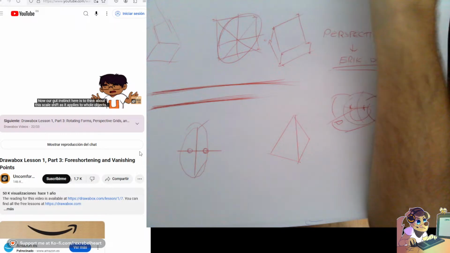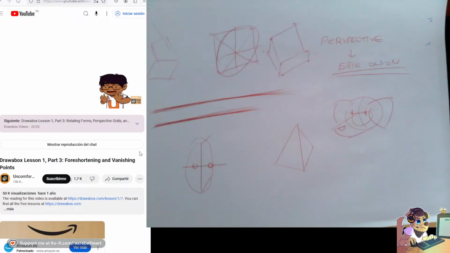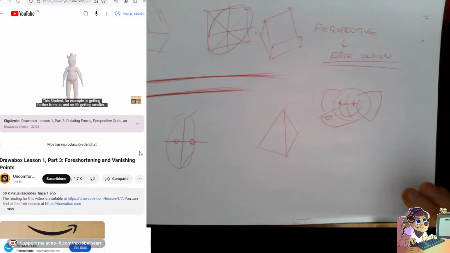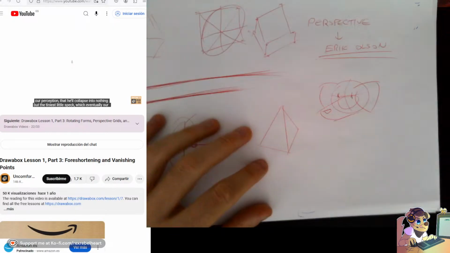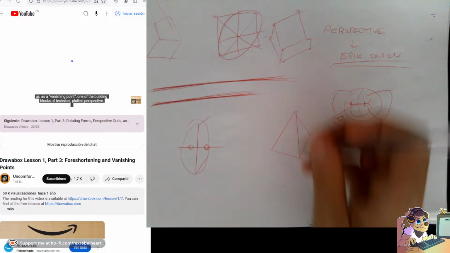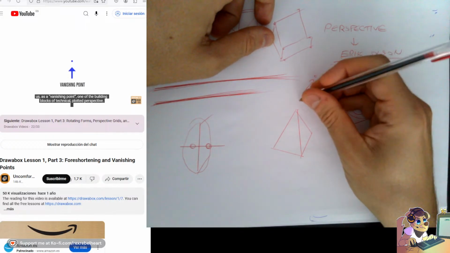Now our gut instinct here is to think about this scale shift as it applies to whole objects. This student, for example, is getting farther from us, and so it's getting smaller. I like this guy. It's applying to the entirety of the student. Eventually he'll get so far away and so small to our perception that he'll collapse into nothing but the tiniest little speck, which eventually our eyes will no longer be able to see. We refer to this, the point that is infinitely far away from us, as a vanishing point, one of the building blocks of technical plotted perspective.